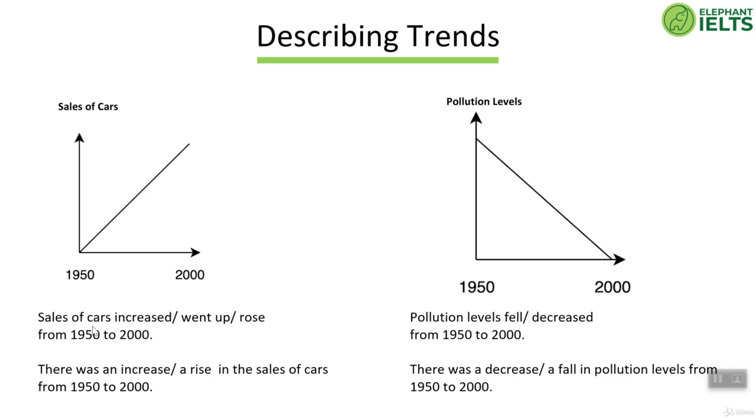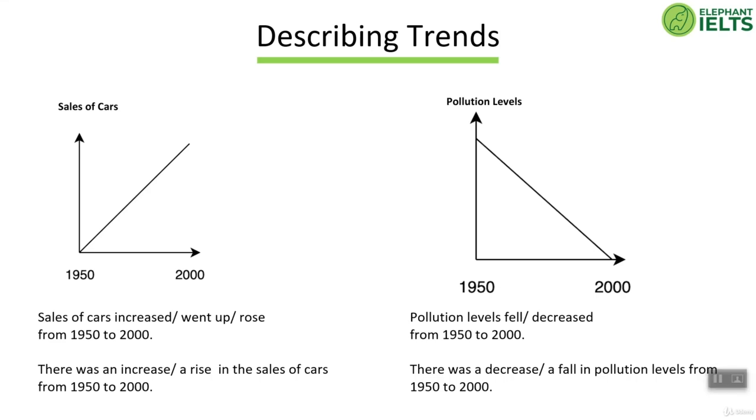The first sentence here says sales of cars increased from 1950 to 2000, or sales of cars went up from 1950 to 2000, or sales of cars rose from 1950 to 2000. So you see, there are 3 different verbs we can use to show this upward movement. But we can also use a noun. There was an increase in the sales of cars from 1950 to 2000, or there was a rise in the sales of cars from 1950 to 2000.